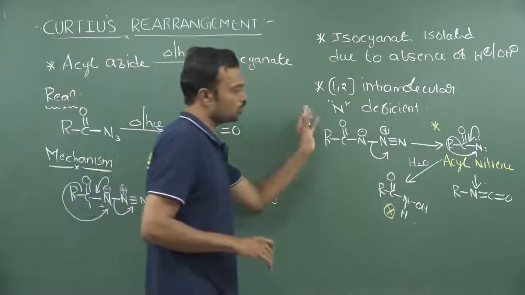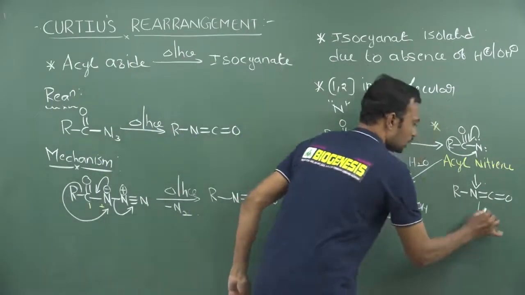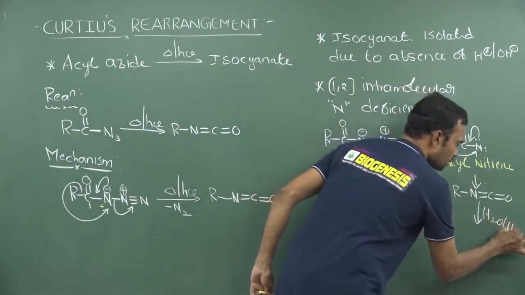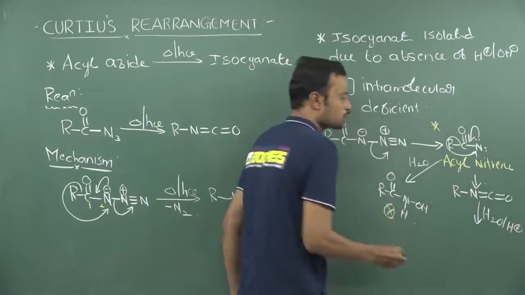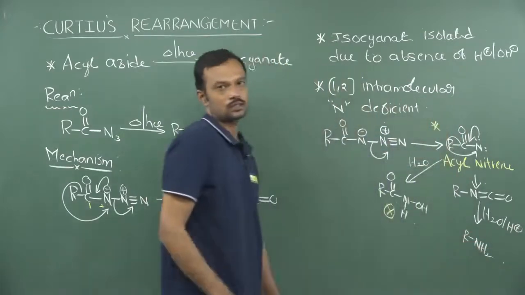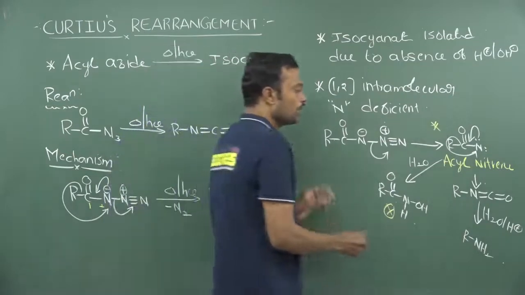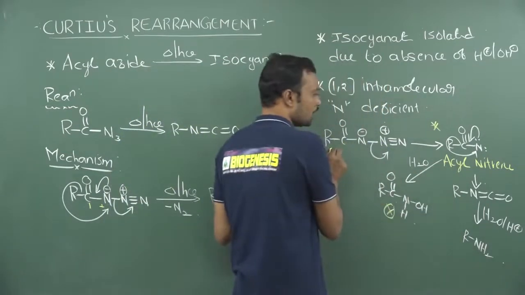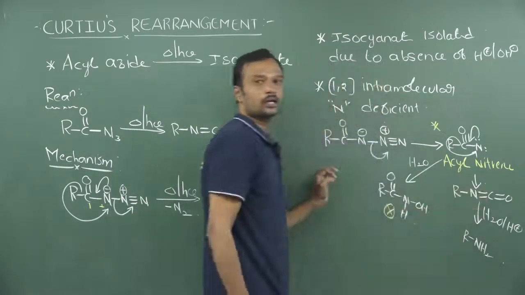And if you proceed further, if you add a water molecule in either acid medium or basic medium, there is a tendency to prepare primary amines like this. This is secondary, but actually the Curtius rearrangement goes only up to here. Acyl azide to isocyanate is called the Curtius rearrangement.